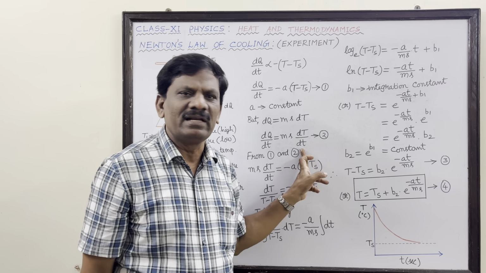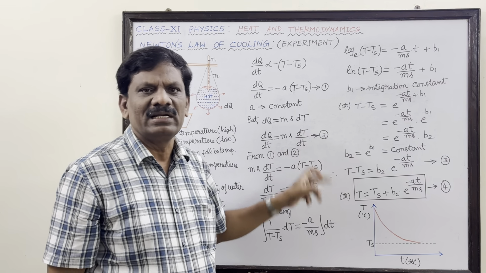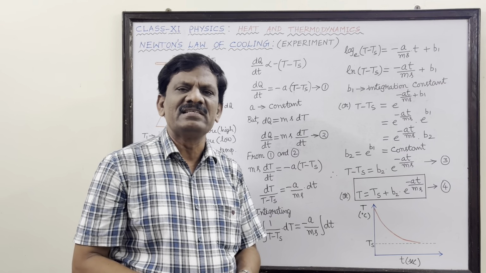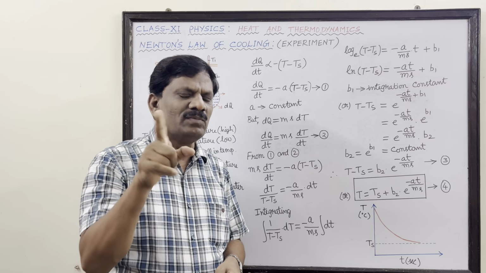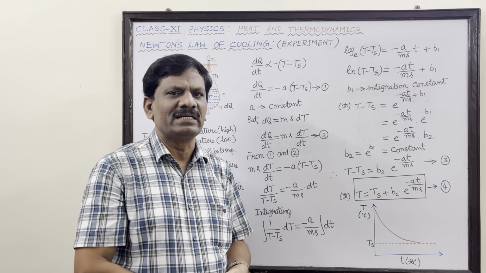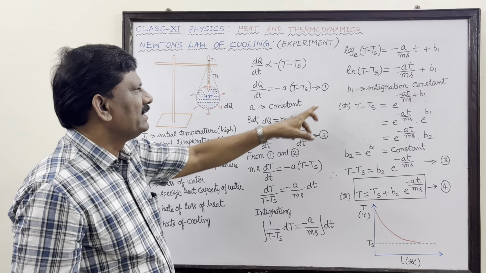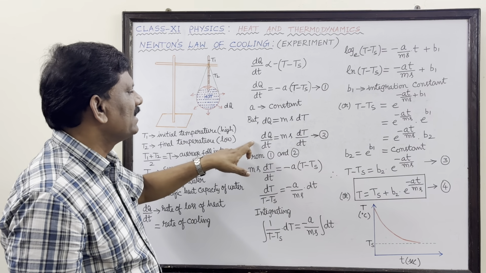Take care in writing these symbols. Capital dT means change in temperature. Small dt means what? Time taken. Okay. So from these equations 1 and 2, the left hand sides are equal.